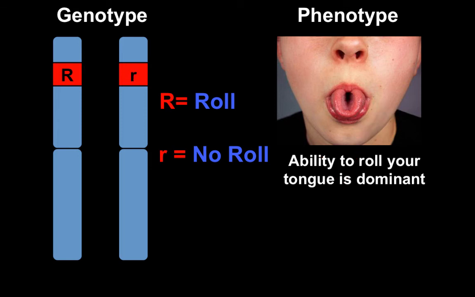Let's say I have one dominant and one recessive. I still have at least one dominant, and remember, all you need is one dominant, so I'm still going to be able to roll my tongue. But let's say you've got two recessives. This is the only way that this can happen, and because you don't even have a dominant, it's going to be the recessive, you're not going to be able to roll your tongue. Now, remember, the big R big R and the big R little r, both of those genotypes resulted in the same phenotype, and only the little r little r gave a different phenotype.